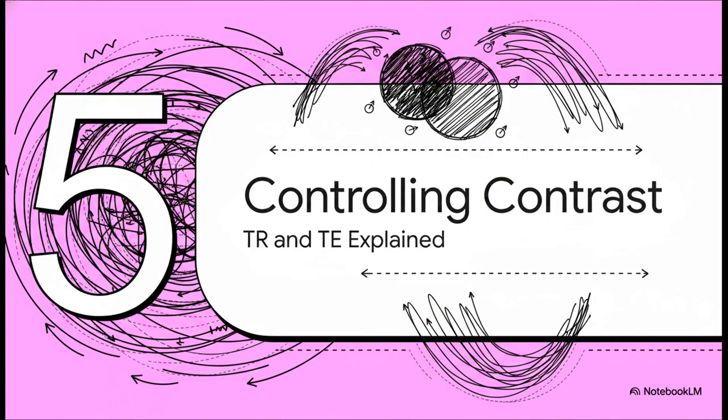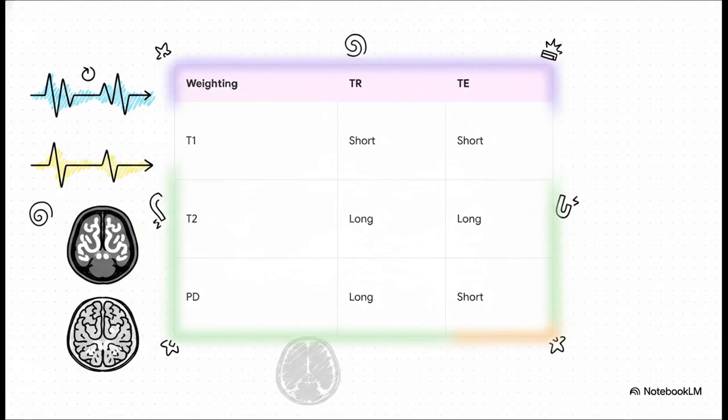Moving to section 5, controlling contrast with TR and TE. So we've talked through all these big physics concepts, right? T1 recovery, T2 decay, Larmor frequencies, but the million-dollar question is, how do we actually manipulate these physics to, say, differentiate a tumor from totally healthy tissue? Memorize this matrix. Seriously, commit it to memory for your exams. It shows us exactly how we can extract specific tissue characteristics just by tweaking the scanner's timing.